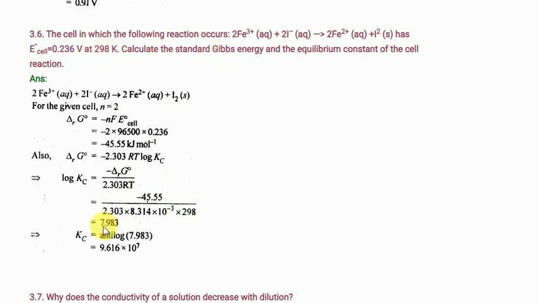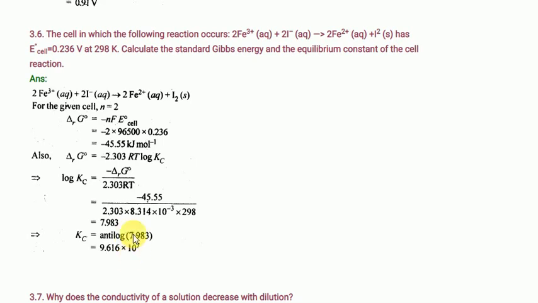When you solve this, you will get this much value. So you get the log Kc value this much. To get Kc, you go to the other side with the anti-log, so Kc is equal to the anti-log of this value. If you want to find the anti-log, I will give you a small trick here.